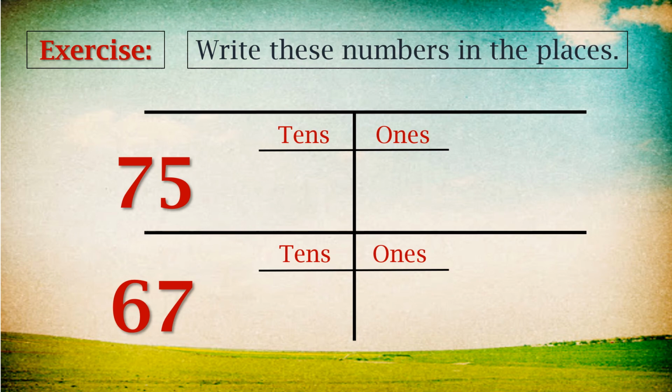Ready? In number 75, how many tens are there? Yes, 7 tens. So it should be 10 plus 10 plus 10 plus 10 plus 10 plus 10 plus 10. 7 tens, 70. And 5 ones. 75. You understand, kids? Okay, number 67. How many tens are there? Yes, there are 6 tens. And how many ones? Good job. There are 7 ones.